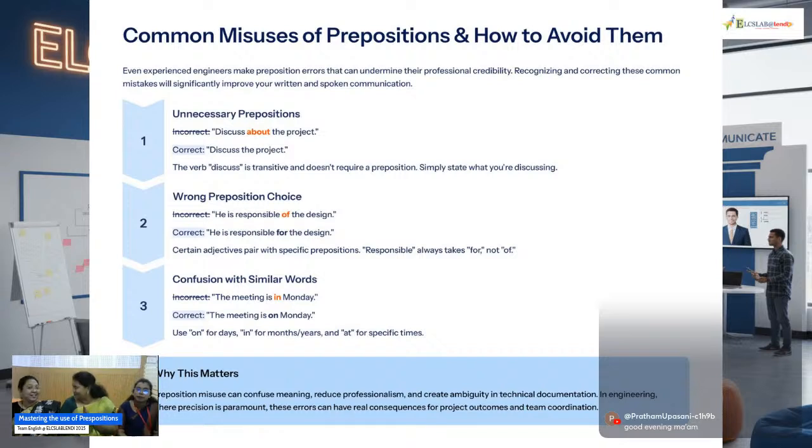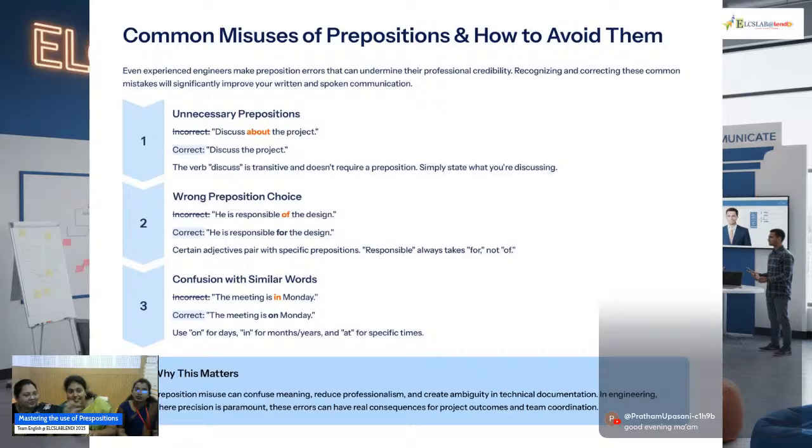They are unaware about where they are using that actually. But what is the right thing? "Discuss about" is not a right combination. It is redundancy again. Yes, so the correct usage is there.